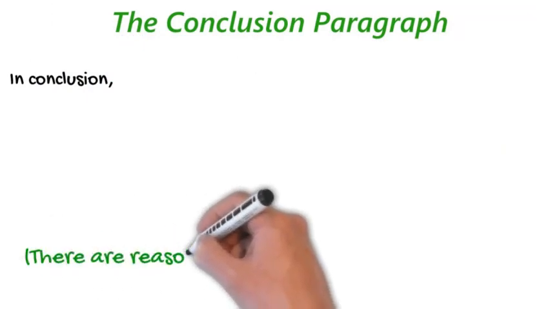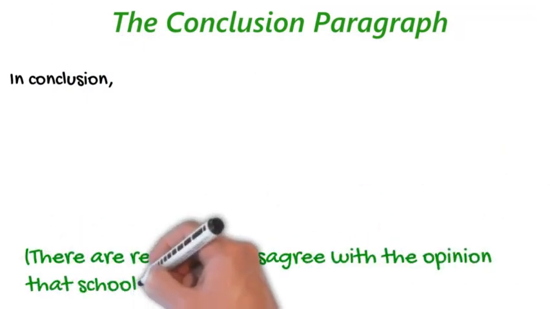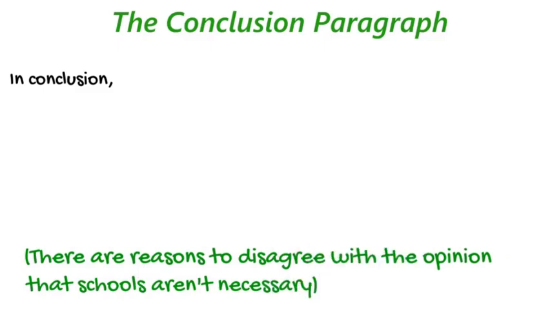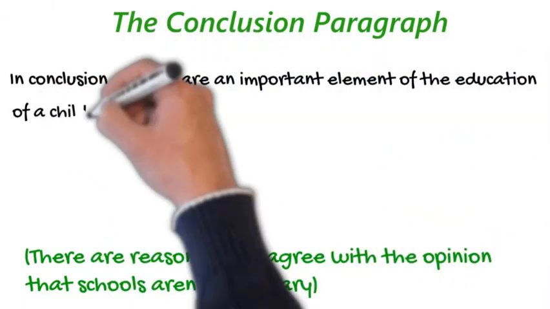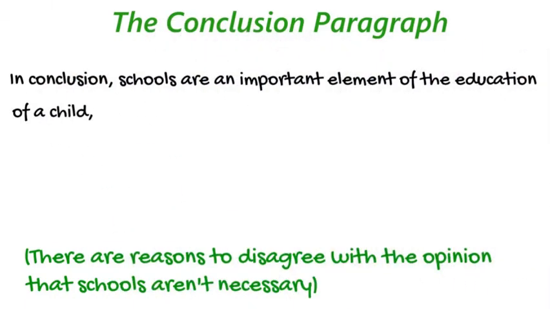We need to show that this is the conclusion, so we should use a linking phrase like "in conclusion." We then need to state that there are reasons to disagree with the opinion that schools aren't necessary. We don't want to repeat ourselves, so let's keep this simple. We then need to summarize the reasons.